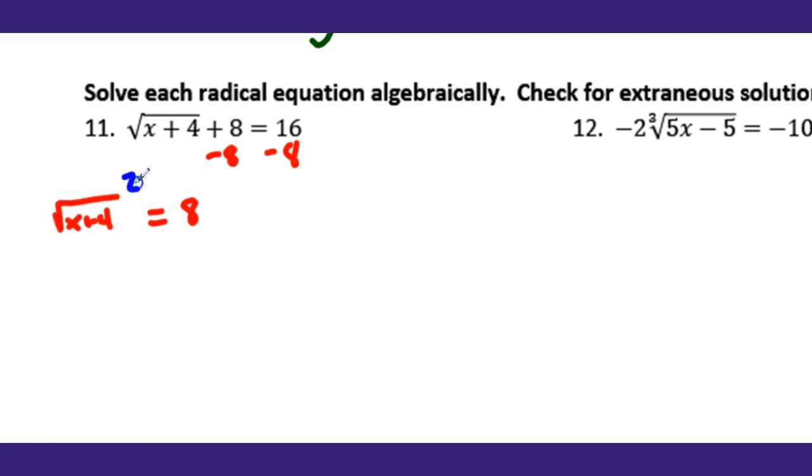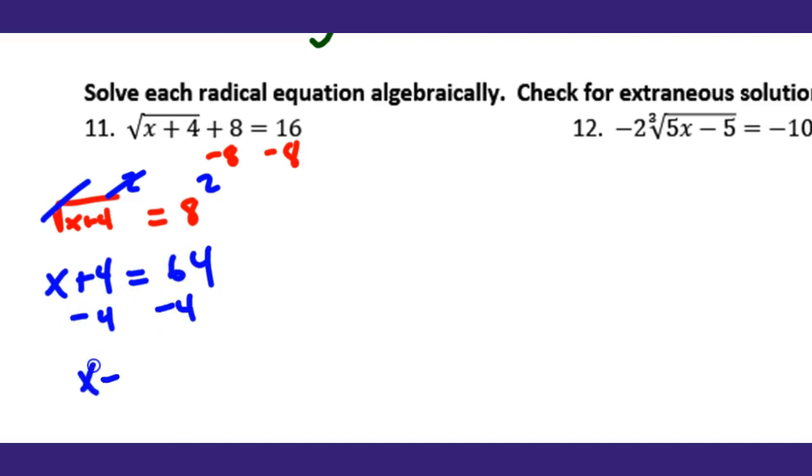Since this is a square root, we're going to square both sides. Reason being, the square root and that exponent are going to cancel. So I'll have x plus 4 remaining on the left, and on the right, 8 squared is 64. And then we solve for x, so I'm going to subtract 4 on both sides, and we get x equals 60.